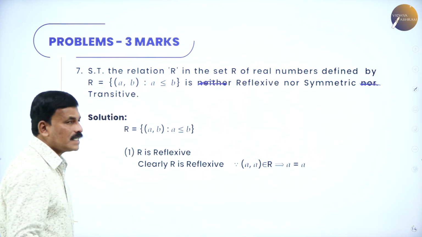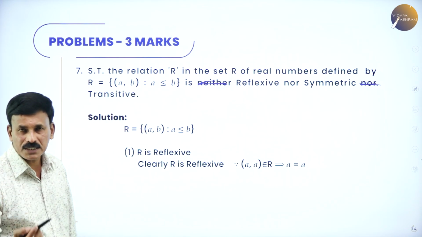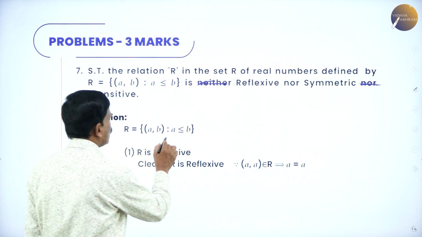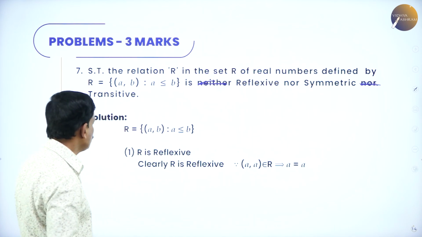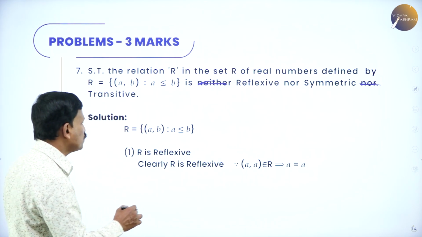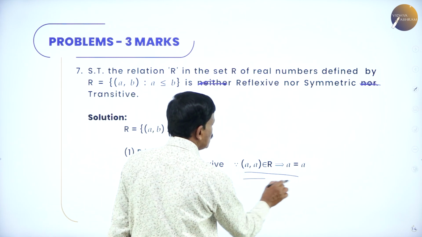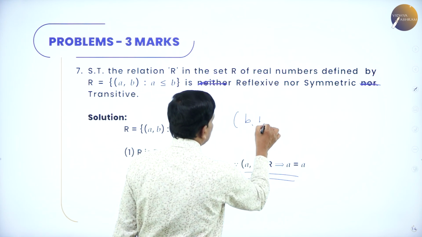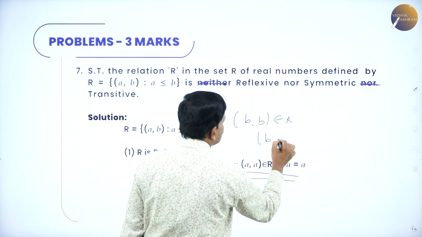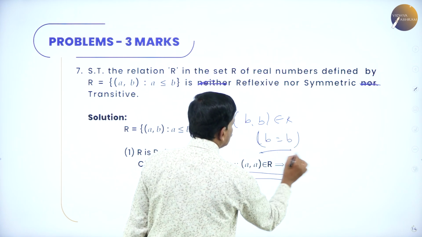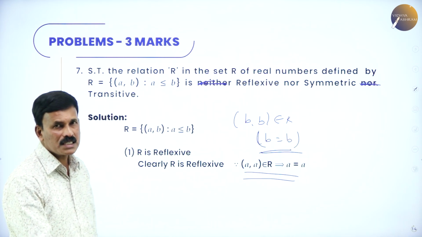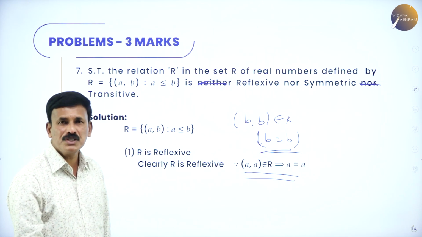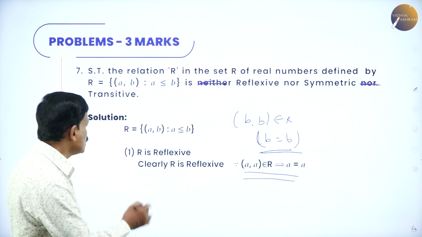Now, let us verify whether it is reflexive, symmetric and transitive. Let us take R equal to (A, B) such that A is less than or equal to B. Clearly R is reflexive because (A, A) belongs to R means A is equal to A, (B, B) belongs to R means B is equal to B. So the given condition is satisfied: 1 is equal to 1, 2 is equal to 2. Therefore R is reflexive.